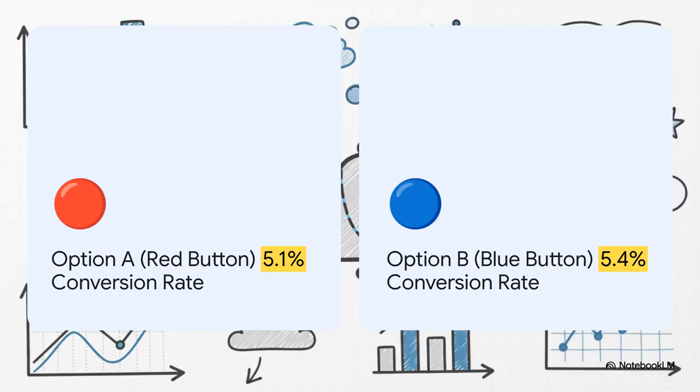Okay, so we run the test for a while and the results are in. The blue button gets a 5.4% conversion rate and the red one gets 5.1%. So there you have it. Blue is the winner. Case closed, right?